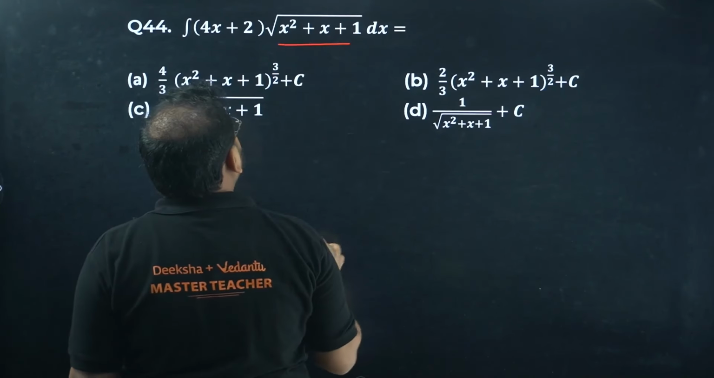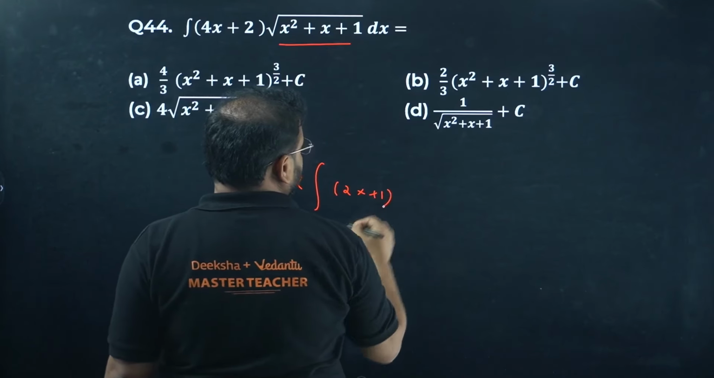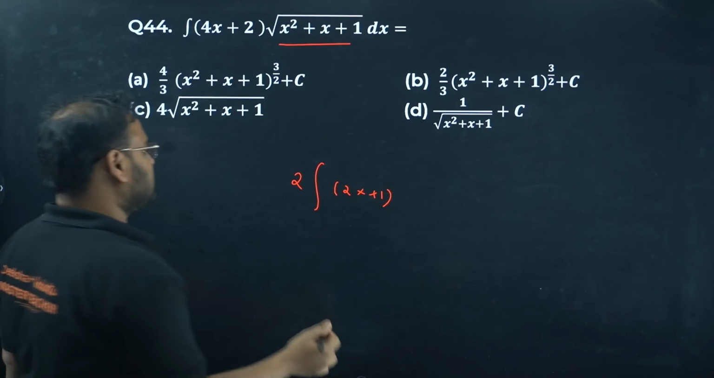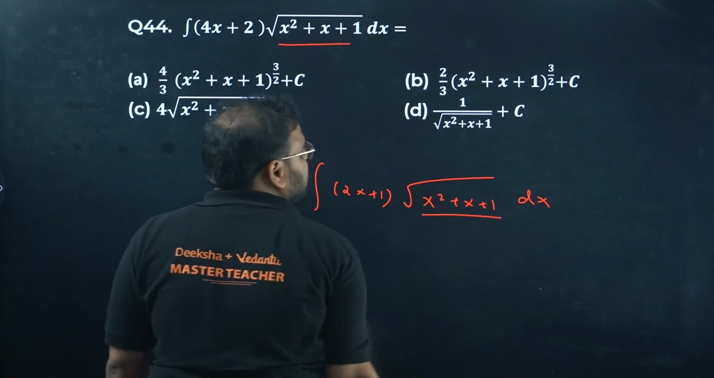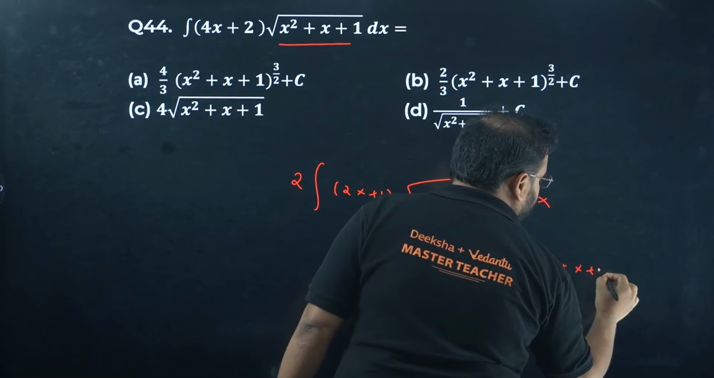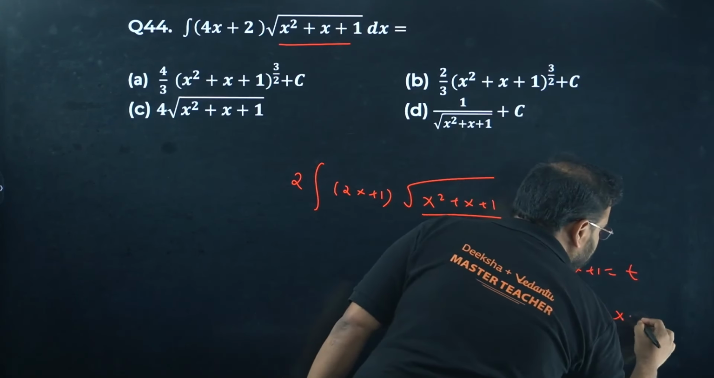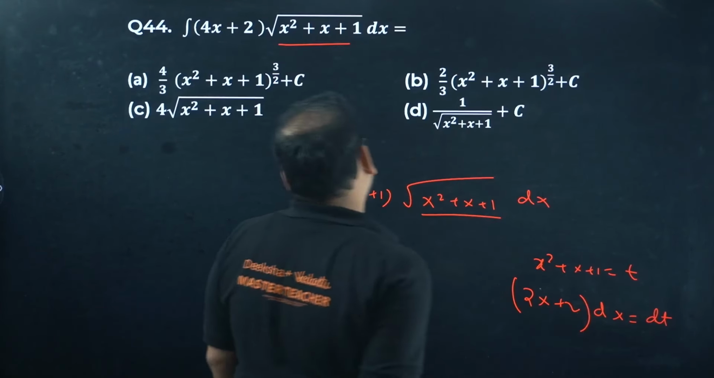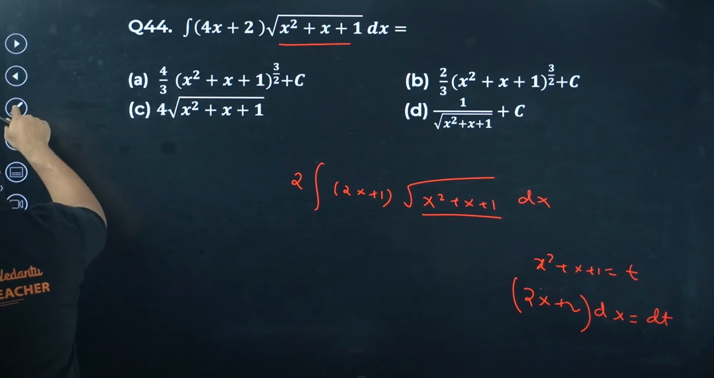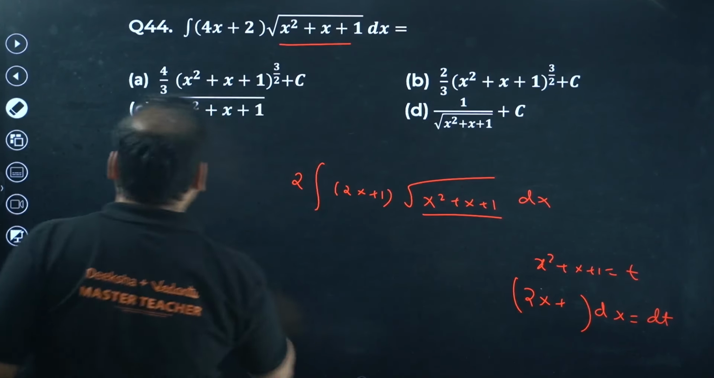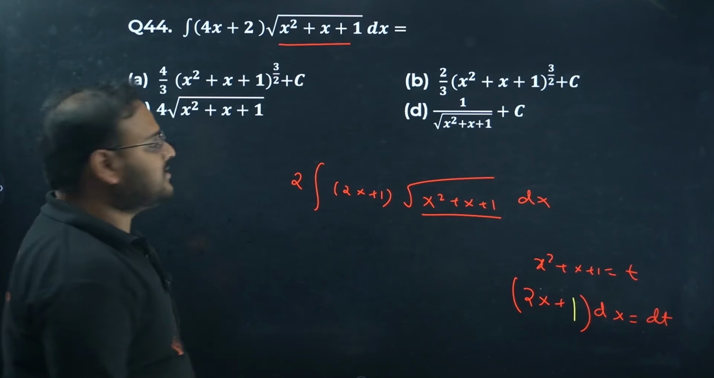X squared plus 2x we have. Take 2 common in this side. We'll get integration like this, 2x plus 1. I've taken 2 common because it makes sense. I'll show you. X squared plus x plus 1 dx we have. Take this as t. Differentiate: 2x plus 1, my bad, I wrote it as 2, it is only x, right? So 2x plus 1 dx is dt.